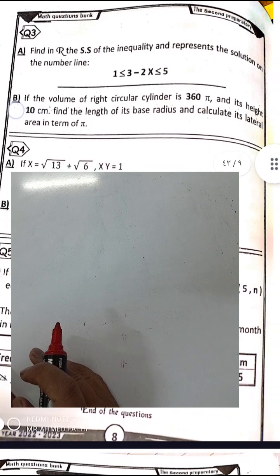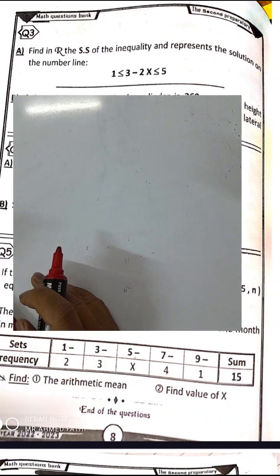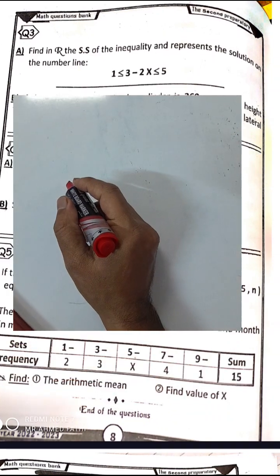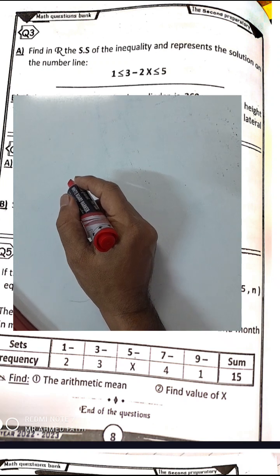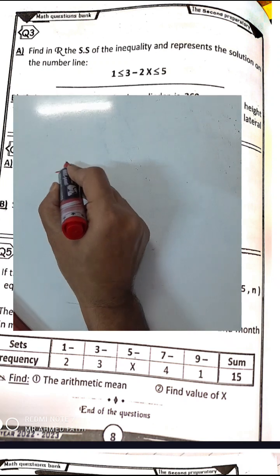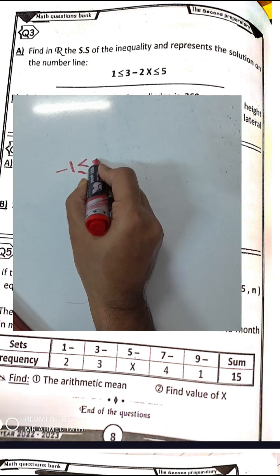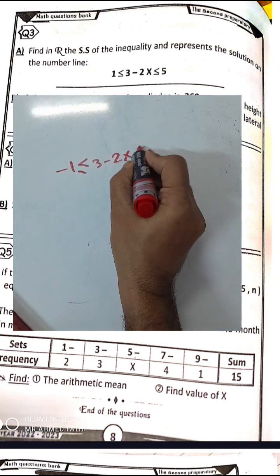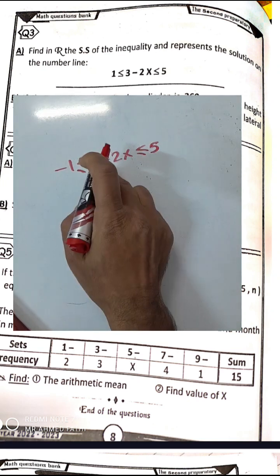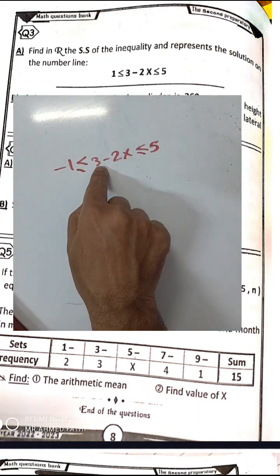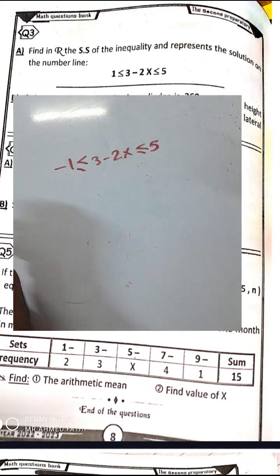Next question. Find in the real numbers R the solution set of the inequality and represent the solution on the number line. We have negative 1 ≤ 3 − 2x ≤ 5. First step, you must cancel 3 here by its additive inverse. It will be negative 3 on all terms.